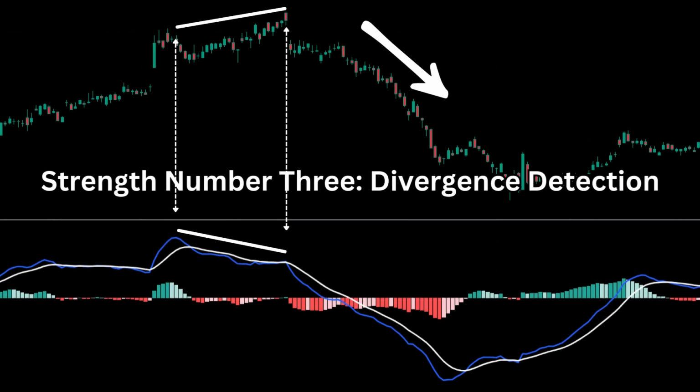For example, the price makes a new high, but the MACD doesn't. This discrepancy is one of the most powerful signals that a trend is losing its internal strength and might be about to reverse. It's a leading signal, an early warning that can give you a significant competitive edge.